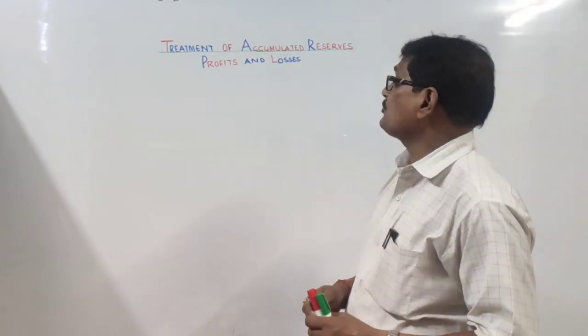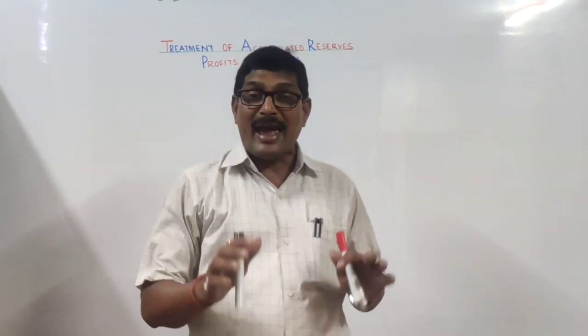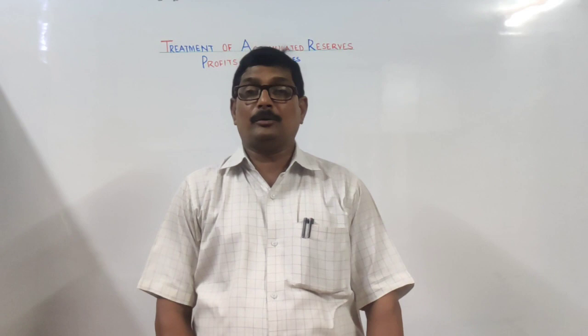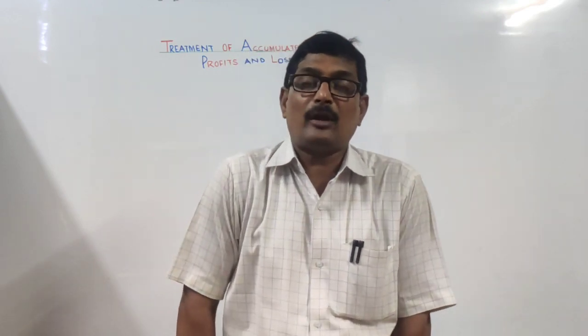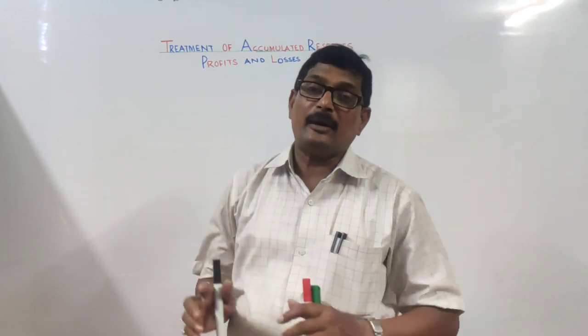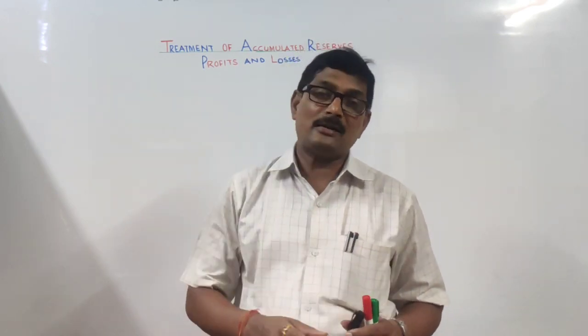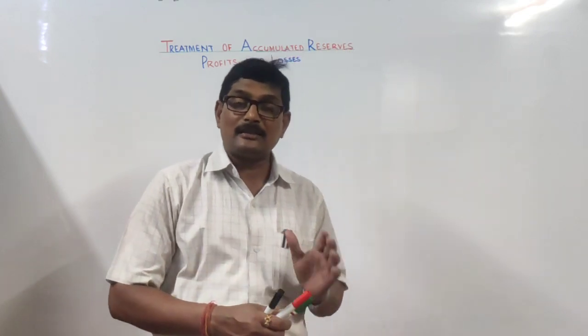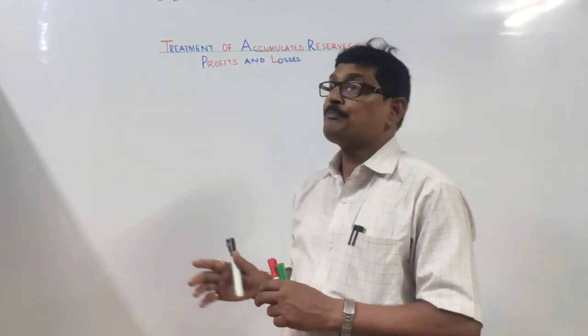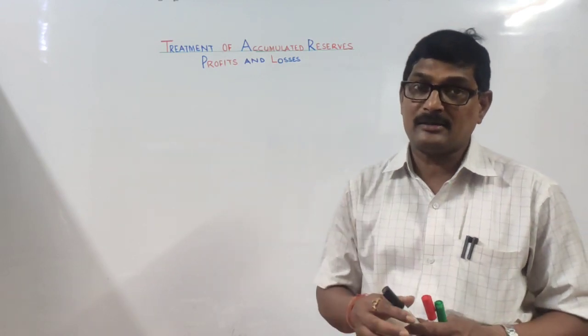After goodwill, the next one is the treatment of accumulated reserves, profits and losses. As we have discussed at the time of admission, exactly the same way applies. In case of admission, the new partner has to compensate the sacrificing partners, right? But exactly the same way in case of retirement, the gaining partners have to compensate the sacrificing partners, right?